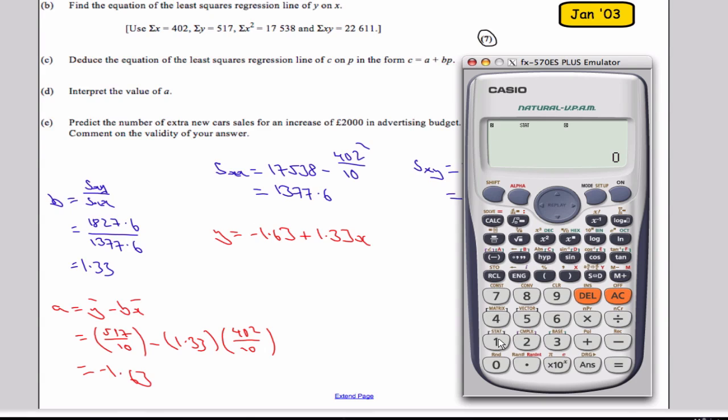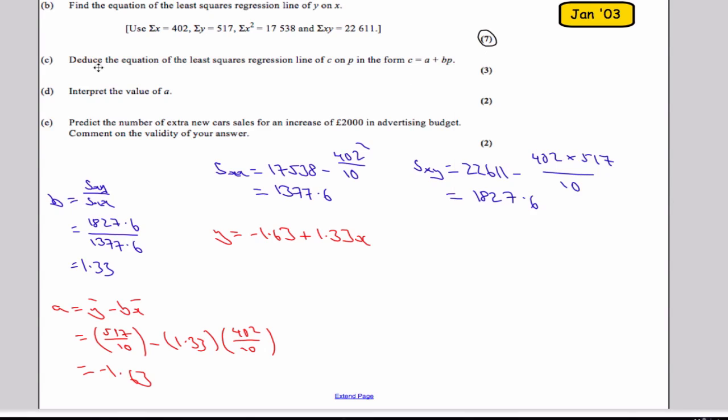Let's check the value of B, which is option 2 here. B is 1.3266, so to 3 significant figures is also 1.33. So we could actually save ourselves a little bit of time without having to work all of this out, by just entering the data like we've done earlier.